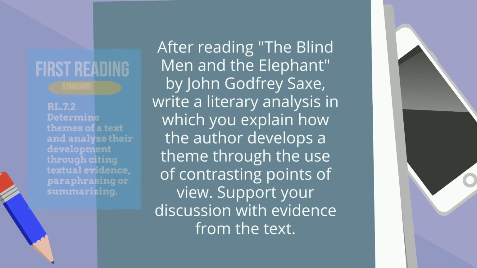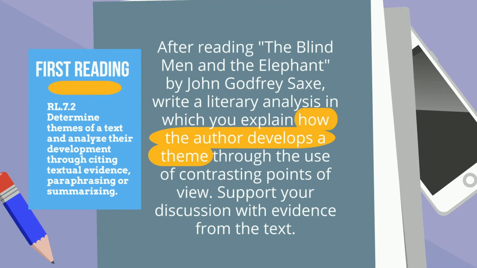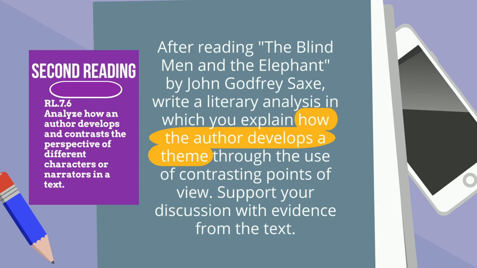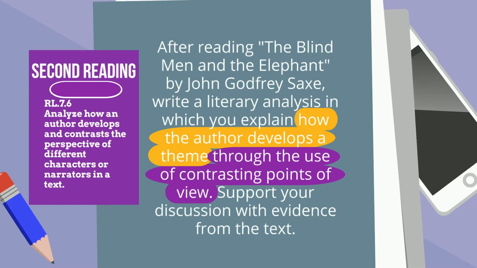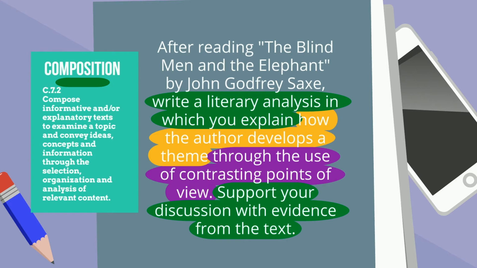First, we see evidence of the first reading standard, RL.7.2, when the prompt calls on students to explain how the author develops a theme. We see evidence of the second reading standard, RL.7.6, when the prompt has students explain how the author develops a theme through the use of contrasting points of view. Finally, we see evidence of the composition standard, C.7.2, when the prompt calls on students to write a literary analysis in which they explain and use evidence from the text to support that explanation.